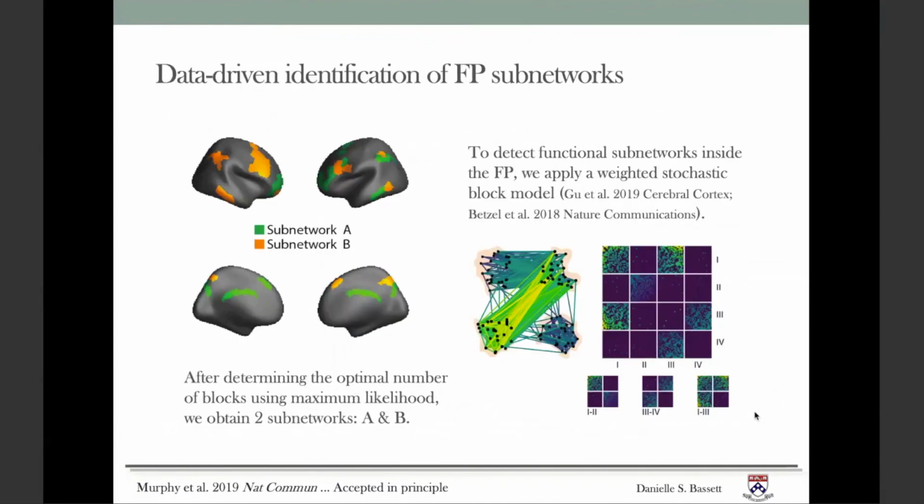All right, so to test that hypothesis, the first thing that we need to do is to separate the frontal parietal system into two sections. So we use a data-driven approach, and specifically we're using weighted stochastic block models, and I'll just make a note for people who are interested in the methods that we're becoming more and more excited about the weighted stochastic block model as a method for community detection.